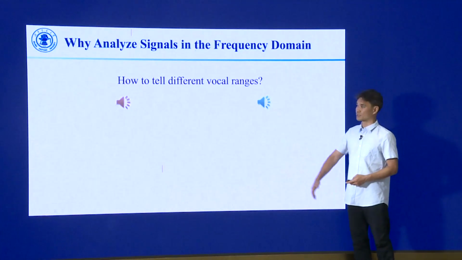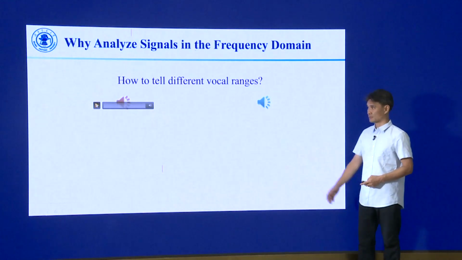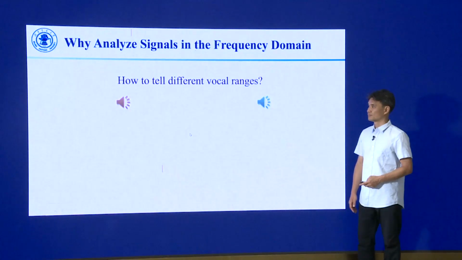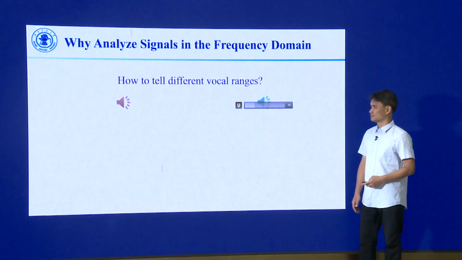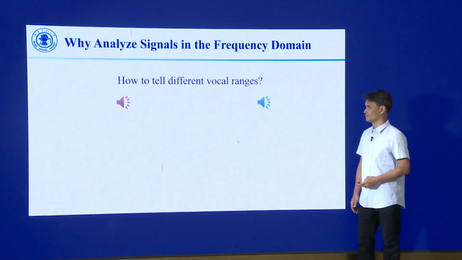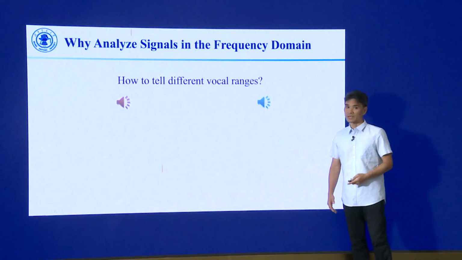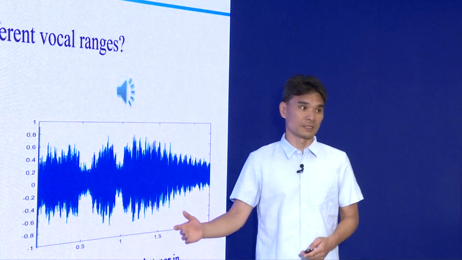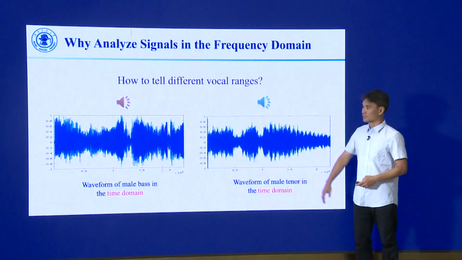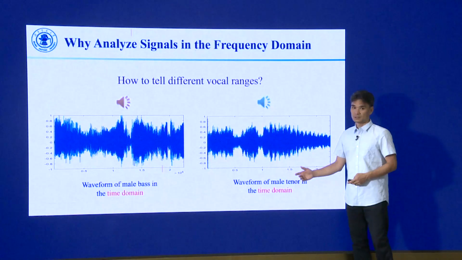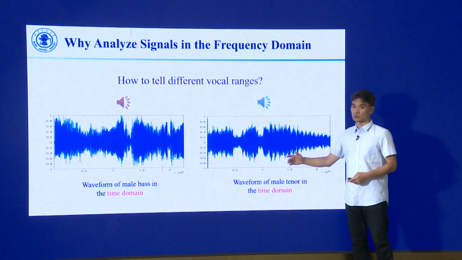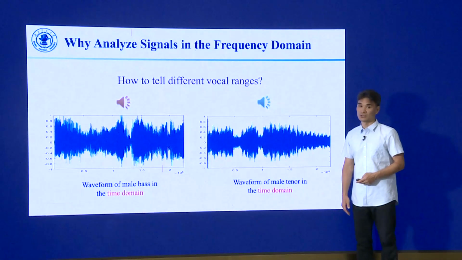For example, here there are 2 different vocal voices. This is the second one. We can hear the difference clearly, but if I show the waveform in the time domain, you can see they are very much similar. Although we can tell the difference using our ears, we cannot really describe the difference in the time domain very clearly.